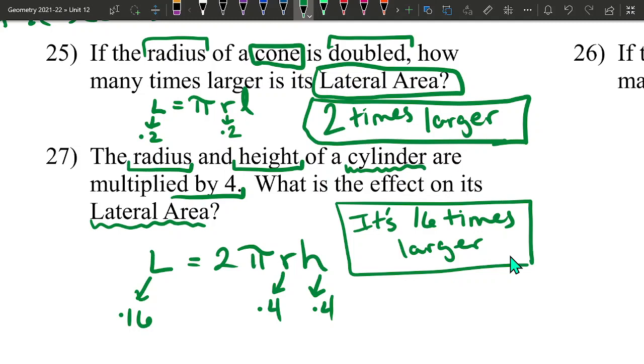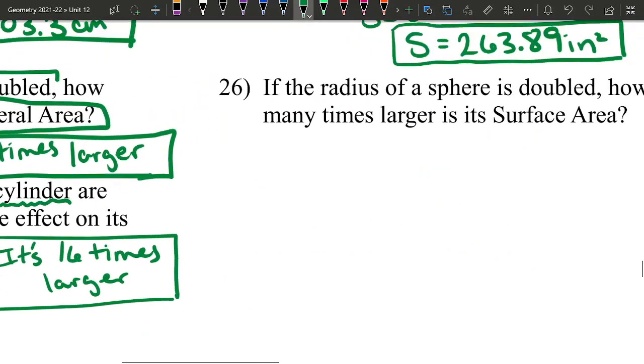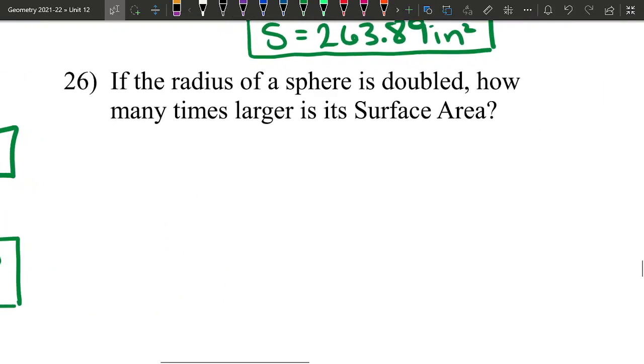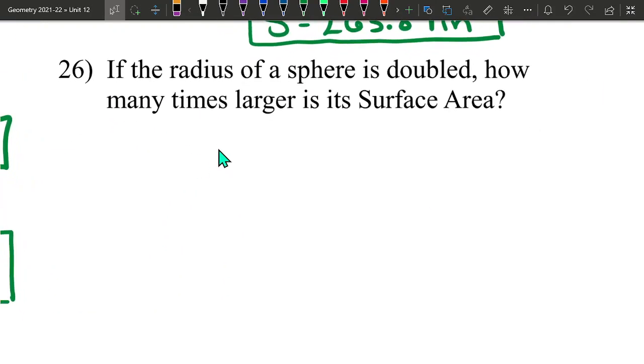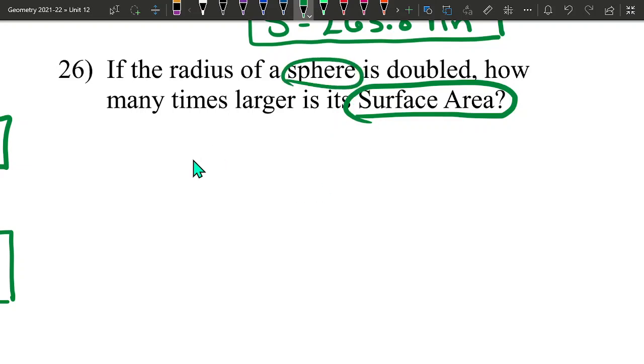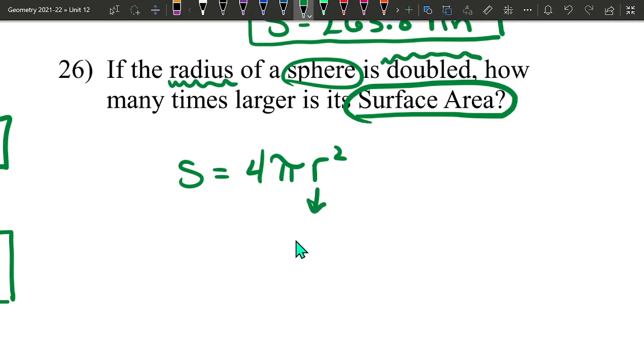All right, so I have one more. And this one's a little different too. If the radius of a sphere is doubled, how many times larger is its surface area? So we're talking about total surface area and a sphere. Okay, so we have a sphere. Surface area is 4 pi r squared. And the radius is doubled. Doubled is times 2. So I find the radius and I say times 2.